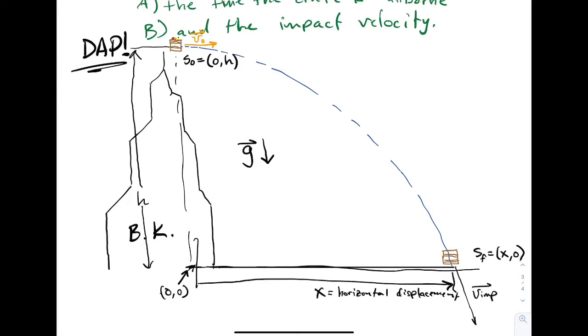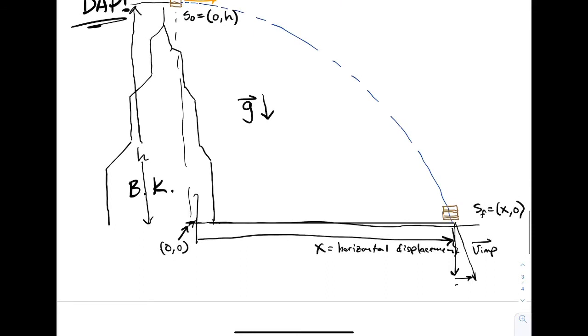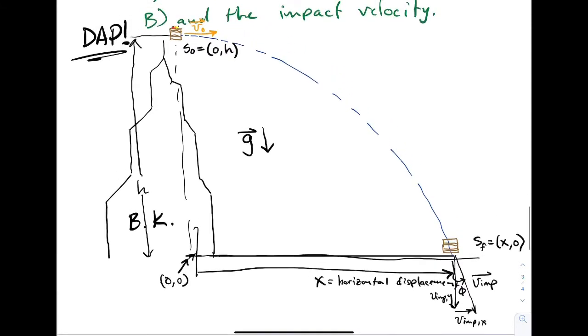And we could also show then maybe that this velocity here has a horizontal v impact in the x direction and v impact in the y direction. And maybe we could show that there's some angle here, phi. So there we have it.